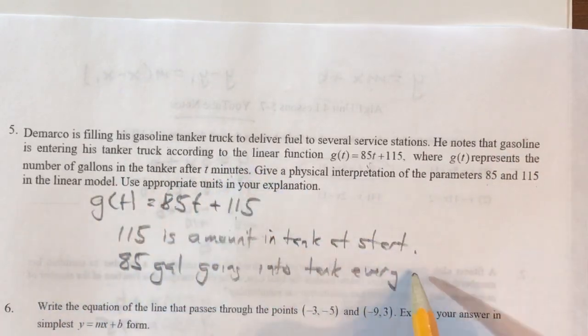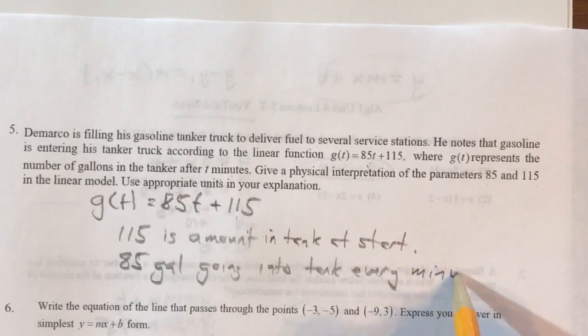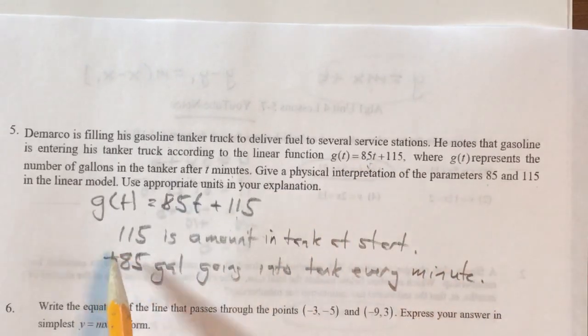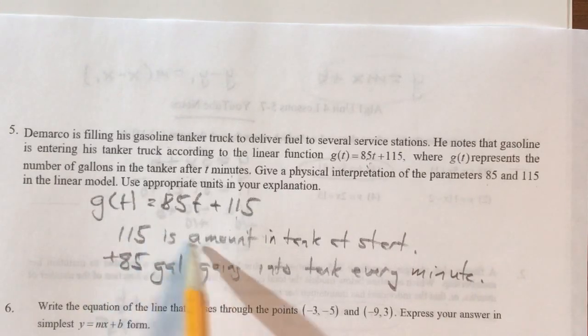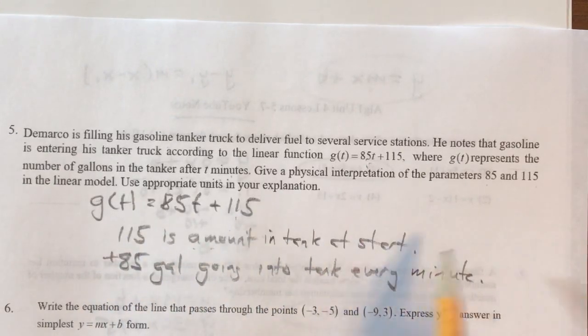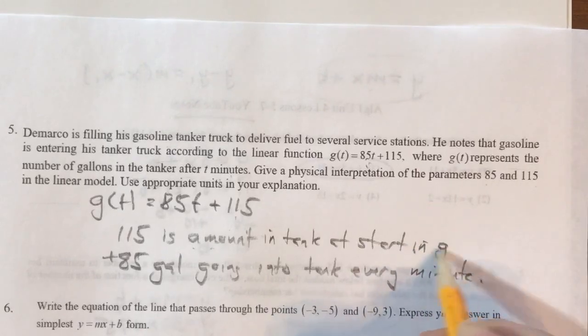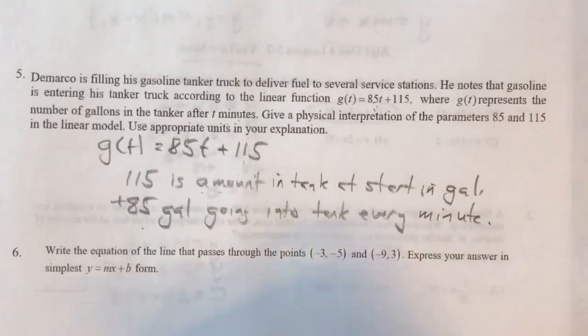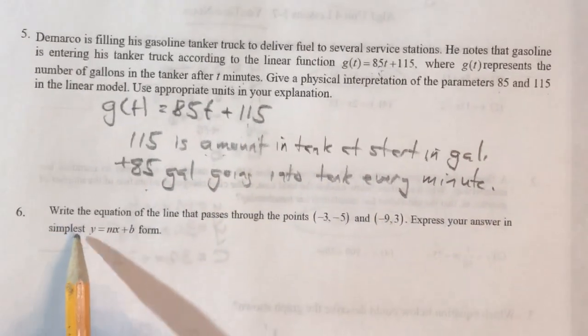Number of gallons per minute, so increasing, positive 85. We started with 115 gallons, the amount in the tank at the start in gallons, and we're putting 85 gallons in every minute. That's all. Interpreting in words. All right, write the equation.